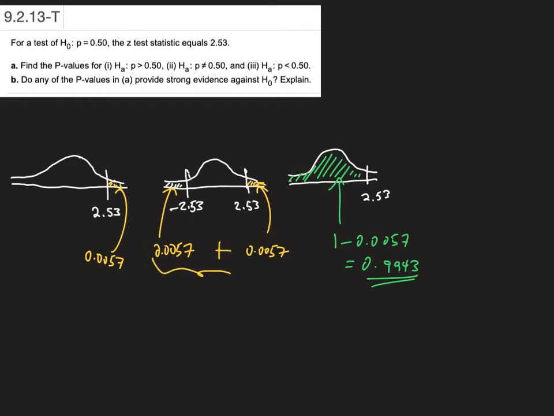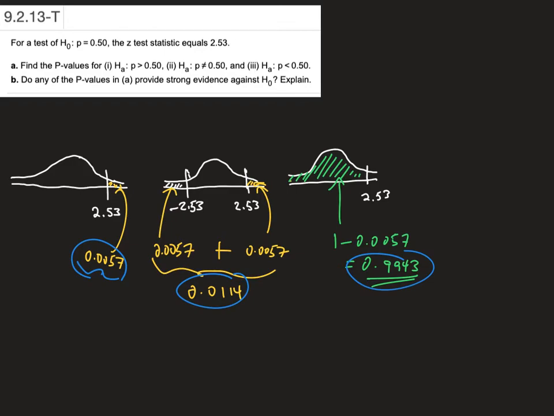So the p-value in the middle one is the sum of these two, 0.0114. This one, that is the p-value. So I have the p-value in each case.